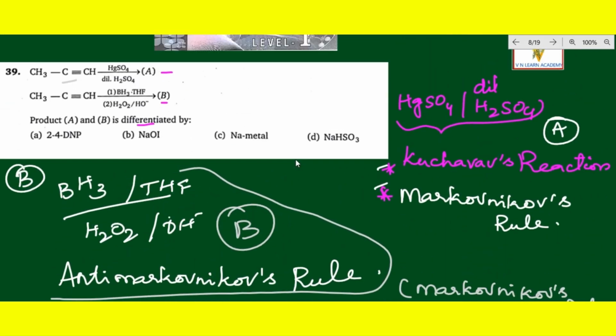Okay. Now, let us check what is the correct option. Here, they mentioned 2,4-DNP. Actually, with 2,4-DNP, both will answer. Aldehyde also will answer, and keto group also will answer. So, this will not be the correct option for differentiation. They are asking about differentiation now.